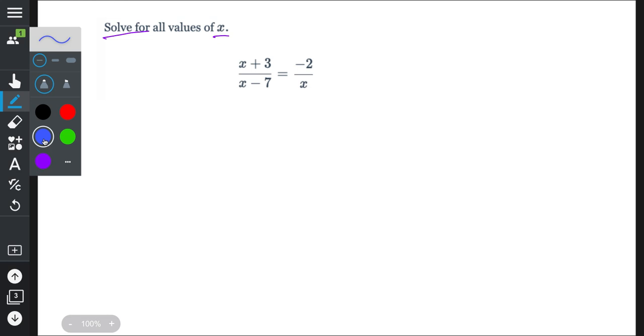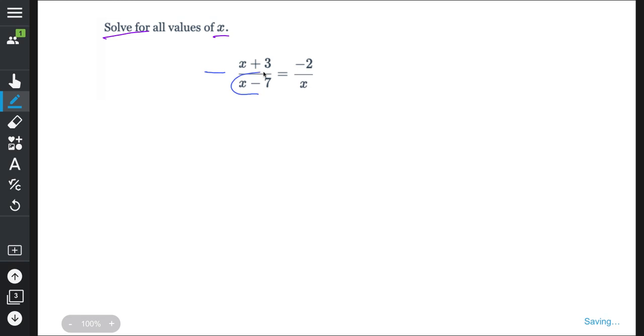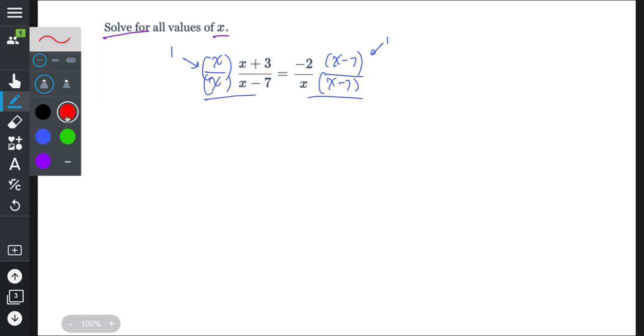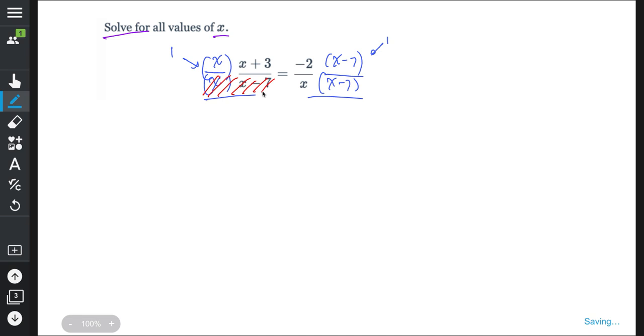And watch how we do this. This is a denominator, that's a different denominator. If we want them to be the same, and you remember this from doing complex fractions, we should give this a double dose of x's, give this a double dose of x minus 7s. That way we're multiplying by 1. And now we have the same denominator. And guess what? Now we can eliminate the denominators and just focus on the numerator to solve. Okay.